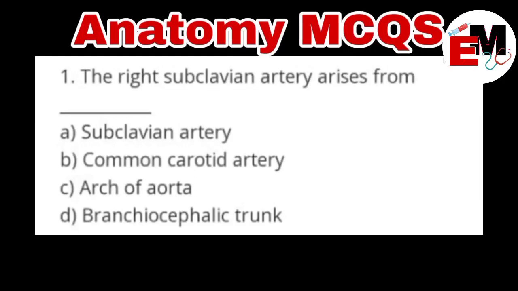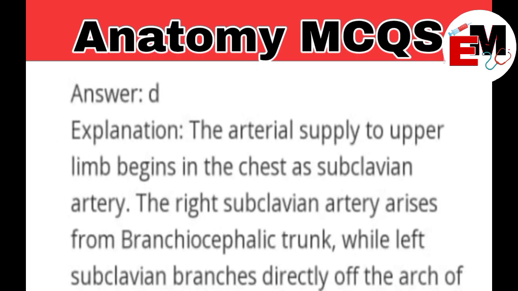Question number one. The right subclavian artery arises from option A subclavian artery, option B common carotid artery, option C arch of aorta, and option D brachiocephalic trunk. The correct option is D. And the explanation: the arterial supply to the upper limb begins in the chest as the subclavian artery. So the right subclavian artery arises from the brachiocephalic trunk. But if we talk about the left subclavian branch, it arises directly from the arch of aorta.